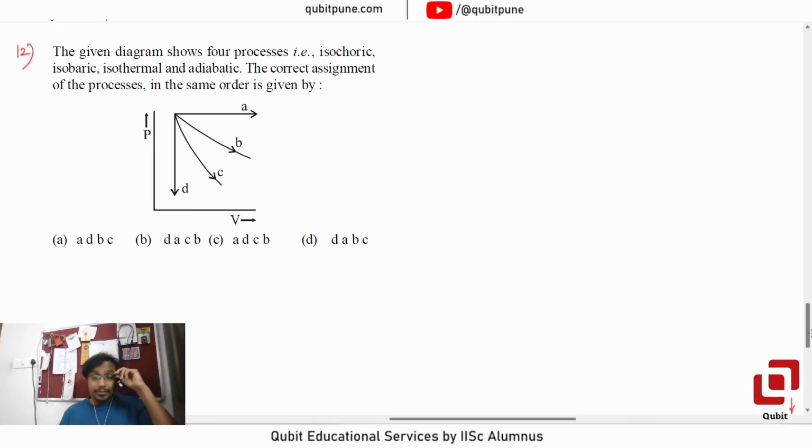Look, the given diagram shows four processes, that is isochoric, isobaric, isothermal and adiabatic. The correct assignment of the processes in the same order is given by ADBC, DACB, ADCB and DABC. Clearly, process A needs to be isobaric and process D is isochoric.